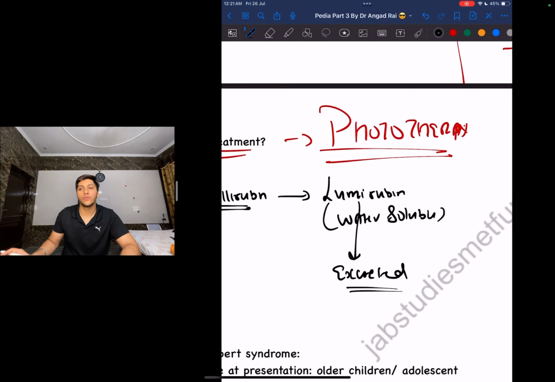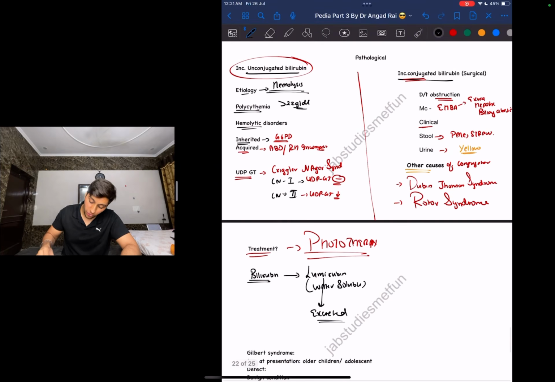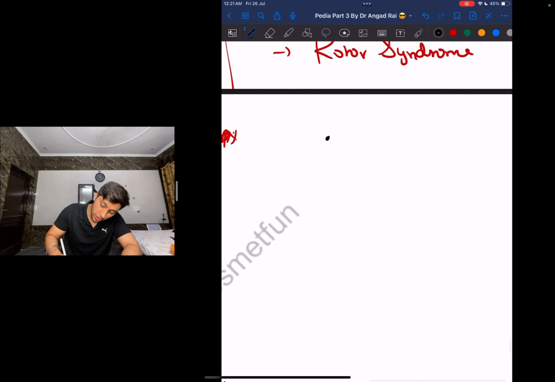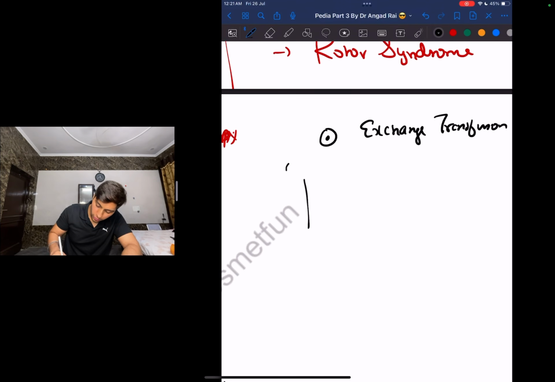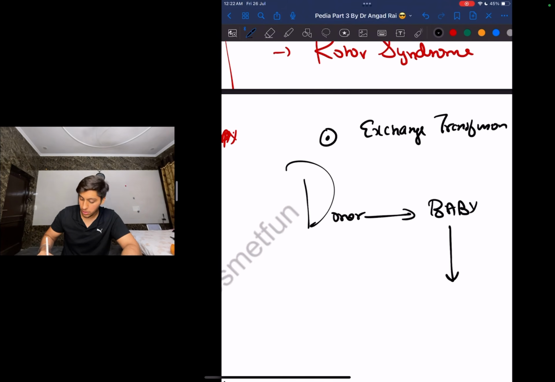Okay, if phototherapy is not working, then another option you have is exchange transfusion. There is a donor; we'll take the donor blood to the baby and we'll remove all the baby's blood out. That is exchange transfusion.